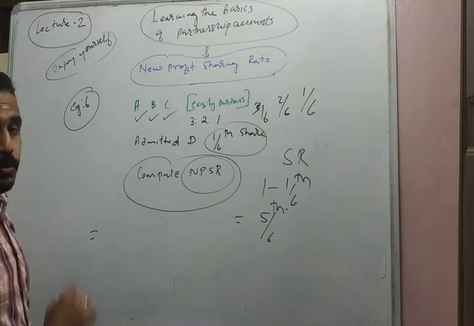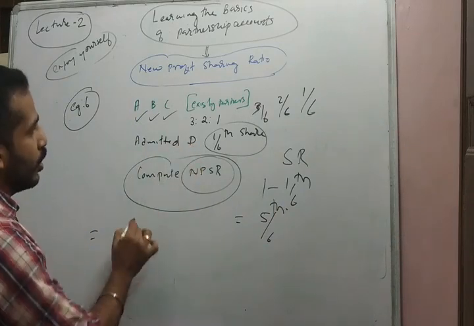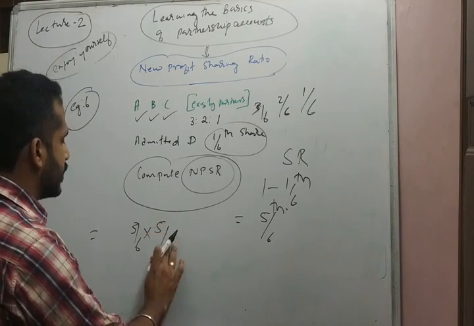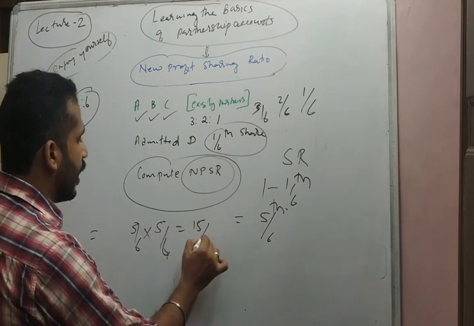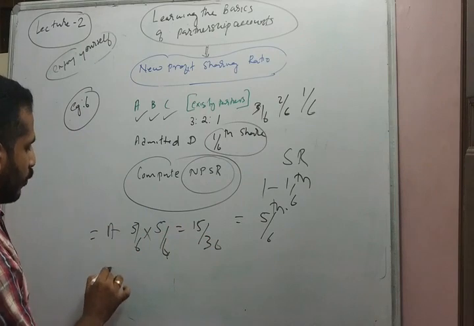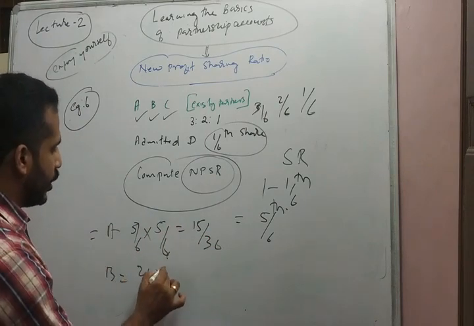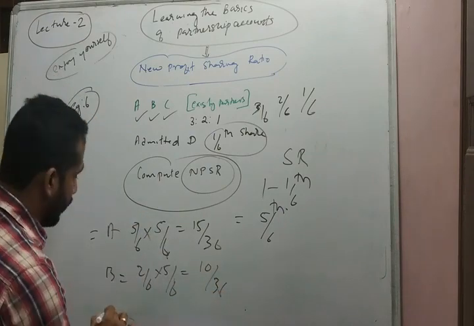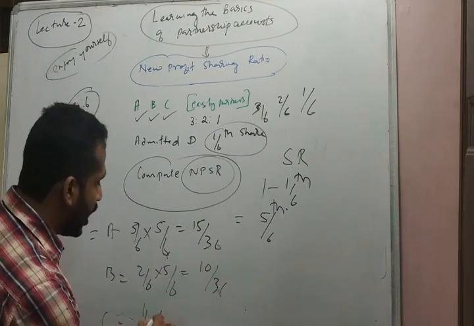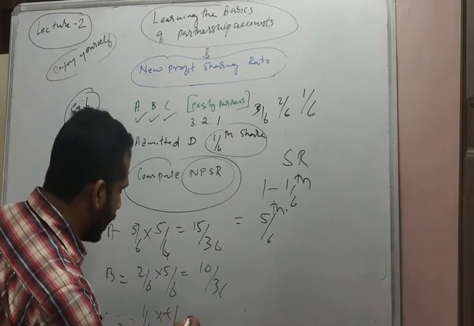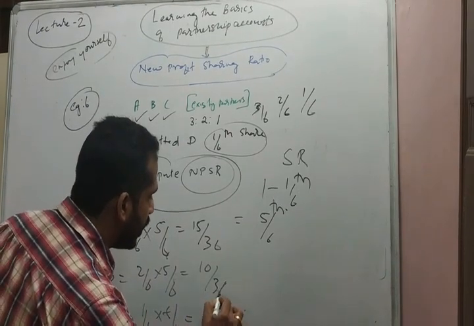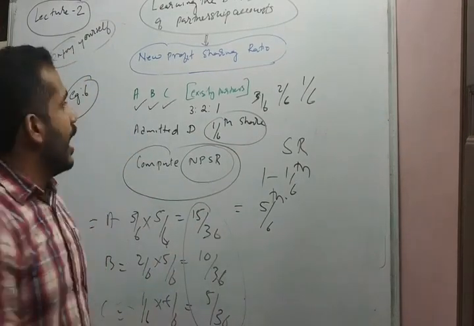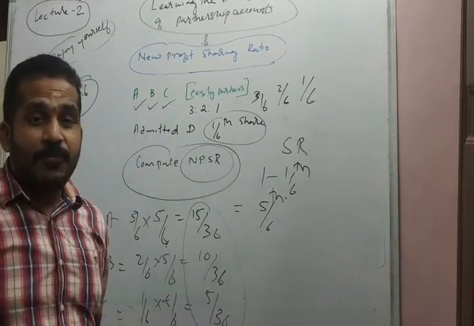Then how will you compute the new profit sharing ratio? Old ratio 3/6 into the combined ratio after admission 5/6, that is 15/36 for A. For B, 2/6 into 5/6, that is 10/36. Then for C, 1/6 into 5/6, that is 5/36.